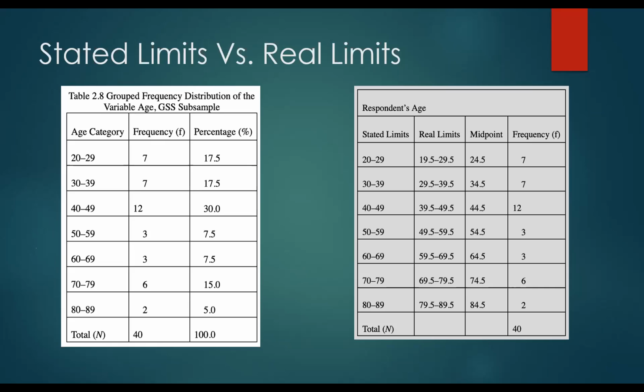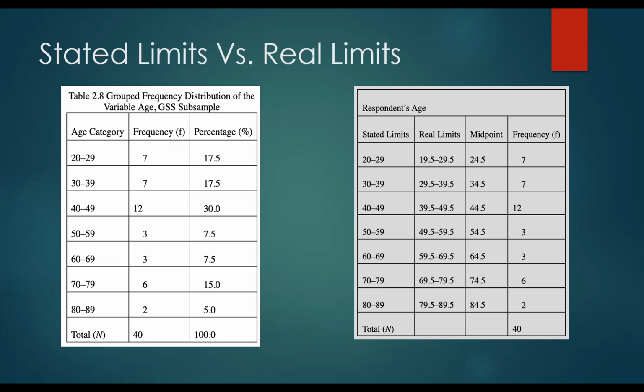So when you say the age category is 20 to 29, what are you really including in that? The idea of real limits versus stated limits becomes important, especially with continuous variables, meaning variables that can take on any value. So how tall are you? This would be a good example of that. If I say it in inches, that's one way, but in centimeters it gets incrementally smaller as to how different one is from the other. So having a real limit versus a stated limit is going to be important.